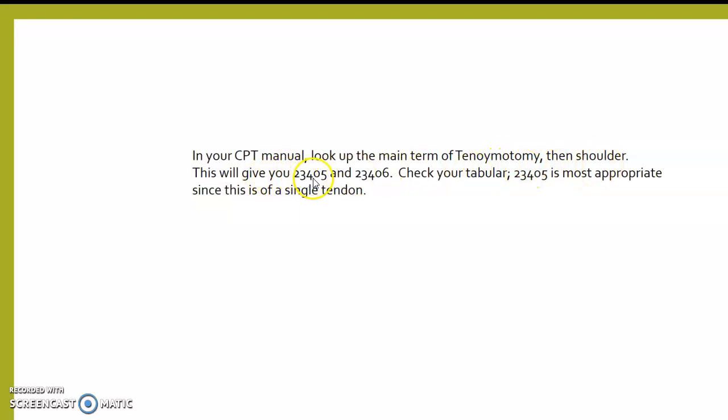This will give you 23405 and 23406. Check your tabular. 23405 is the most appropriate since this is only of the single tendon.